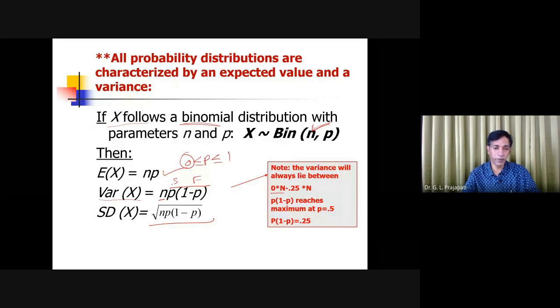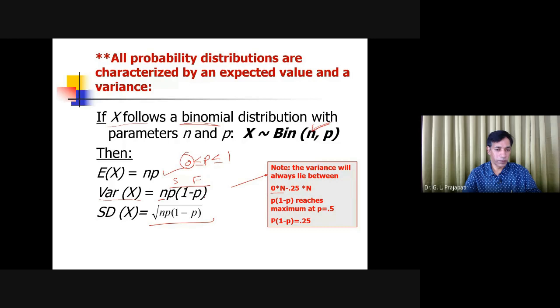What is the maximum? When will this come maximum? When you have p equal to 0.5. When p is equal to 0.5, then this will be maximum. Like p is 0.5, 1 minus 0.5, so here you are getting the maximum value.